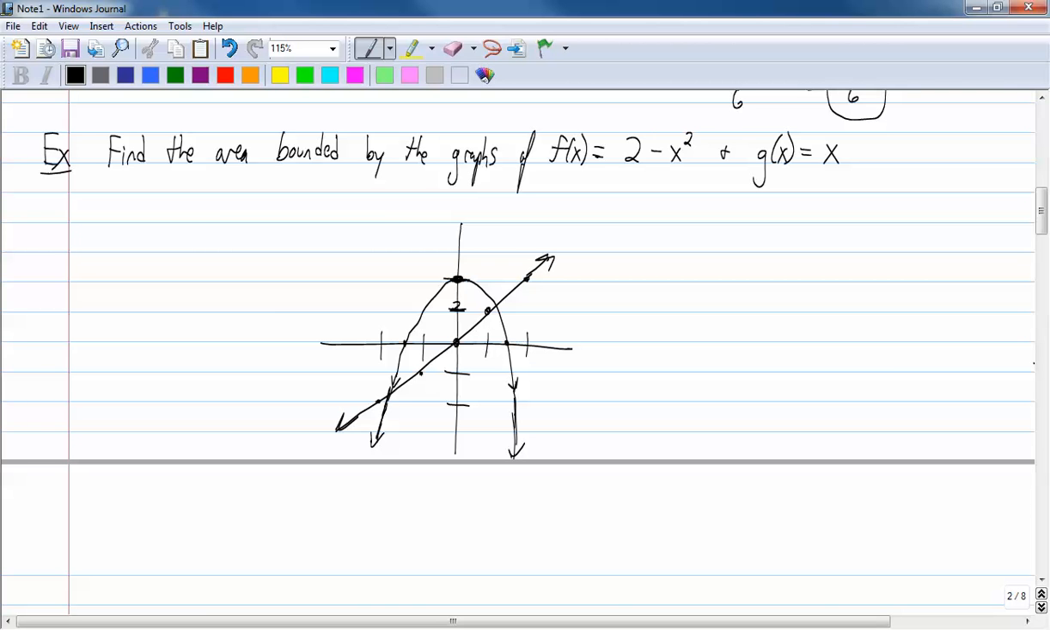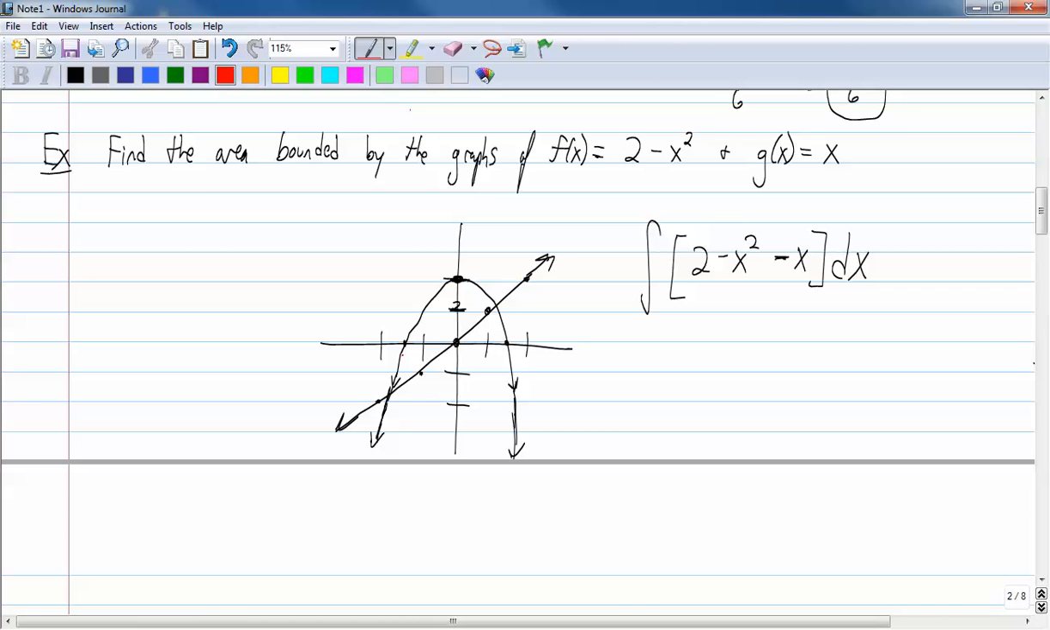Alright, so the problem says find the area bounded by those graphs. And so I need to just find the integral of the top curve minus the bottom curve. So the top minus the bottom. The top function is 2 minus x squared. The bottom function is x. Now notice what the problem did not give us. It did not give us the boundaries. It didn't give us the intersection points.